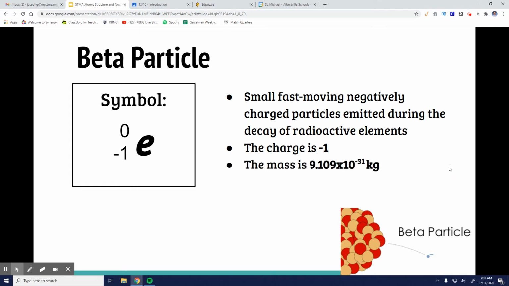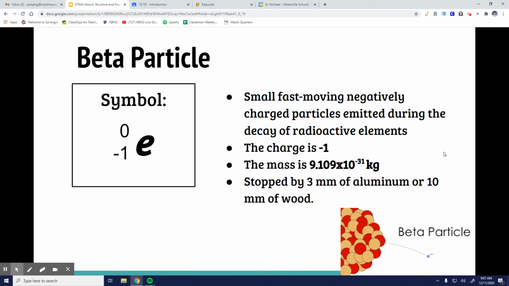Its mass is so small that we don't even count it. But because its mass is so small, it gets to be moving really, really quickly. And that's why it's faster, and that's why it has a little bit more energy, and it can cause a little bit more damage to materials. So it's stopped by 3 millimeters of aluminum, or about 10 millimeters, 1 centimeter of wood. So it takes a little more to stop a beta particle from damaging something.